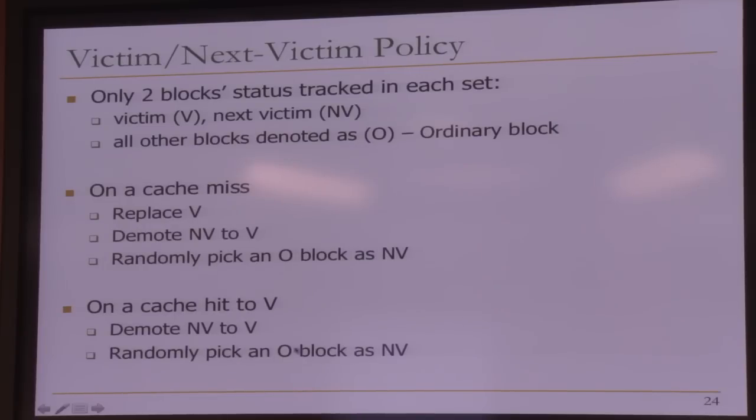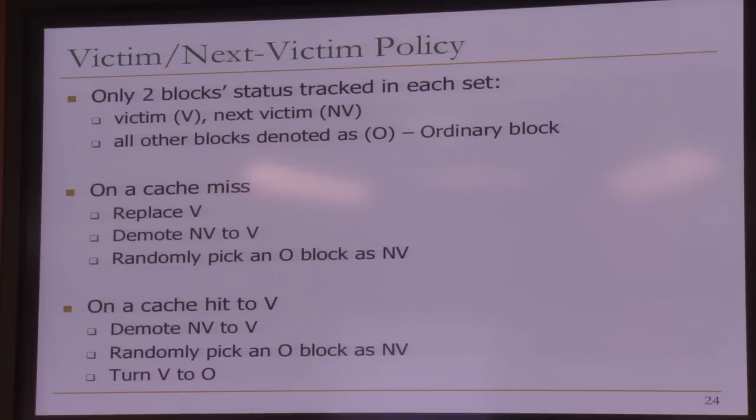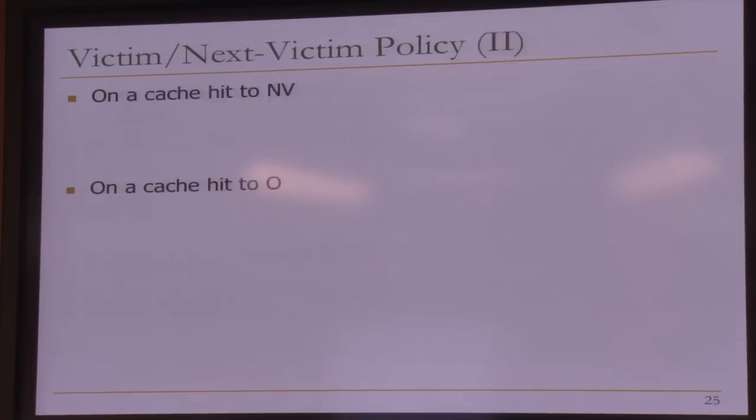And you randomly pick an ordinary block as the next victim. And the victim now becomes ordinary, so that hopefully it's not going to be evicted until at least two more accesses happen. Right? Make sense? Kind of a nice policy.